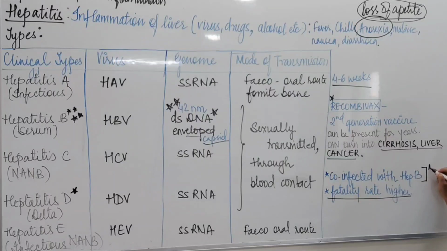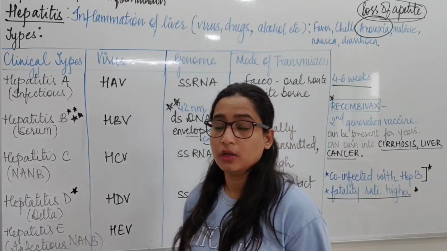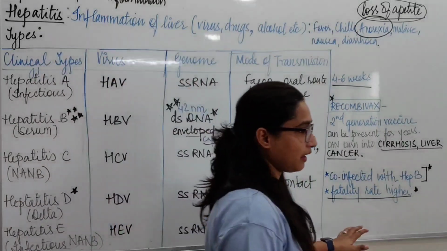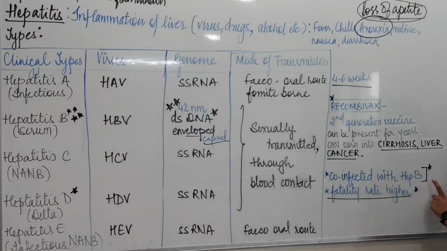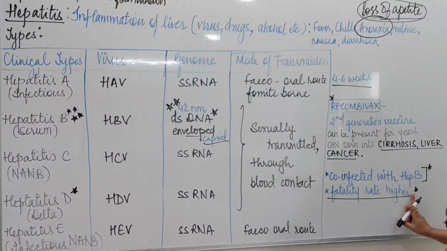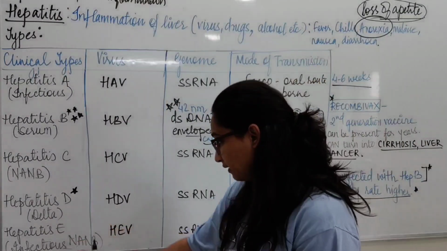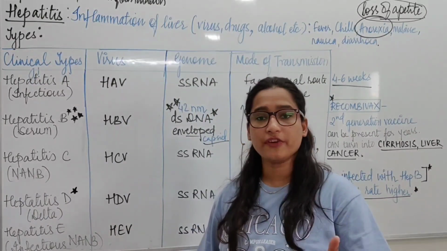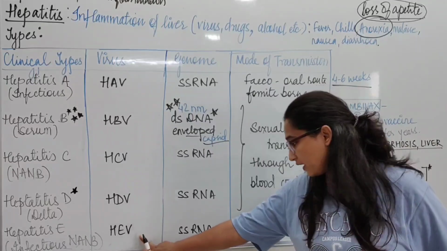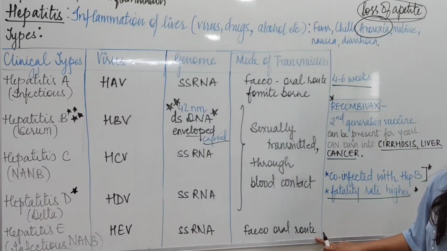Now, two important points about this: a person already suffering from hepatitis B will get hepatitis D. The condition is that the person has to be co-infected with hepatitis B. And the fatality or death rate is very high. Coming to the last one, hepatitis E. It is called infectious non-A, non-B hepatitis, caused by hepatitis E virus. Again, single-stranded RNA, transmitted by the fecal-oral route through food.